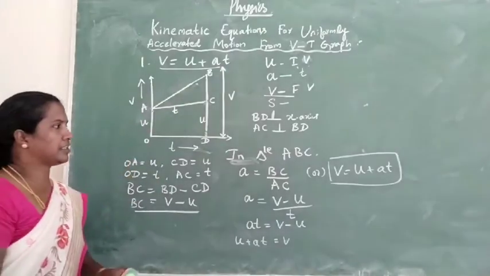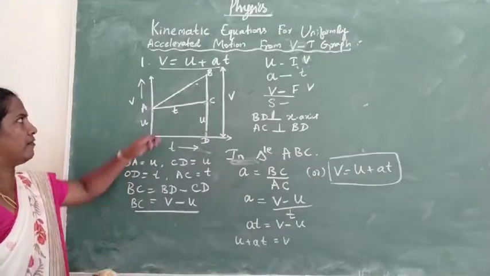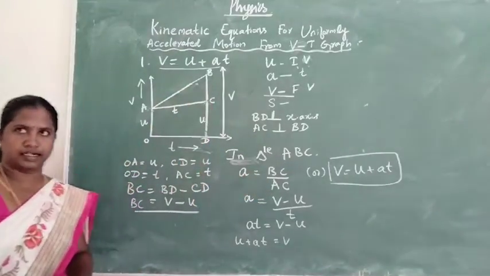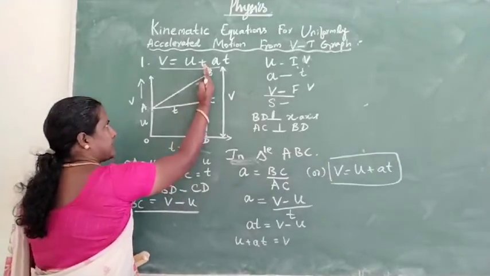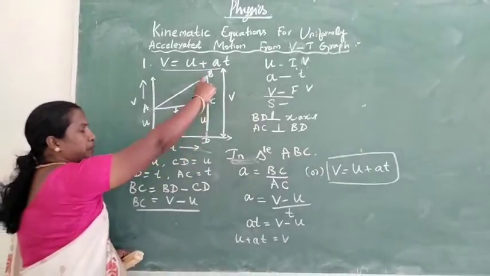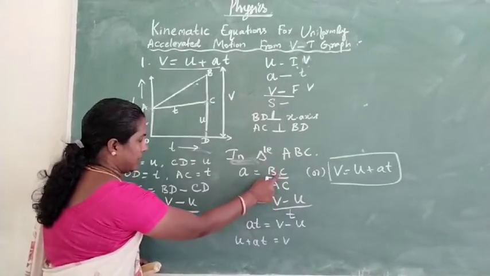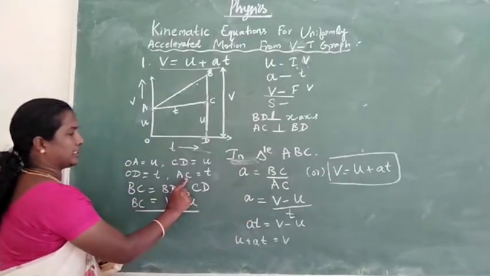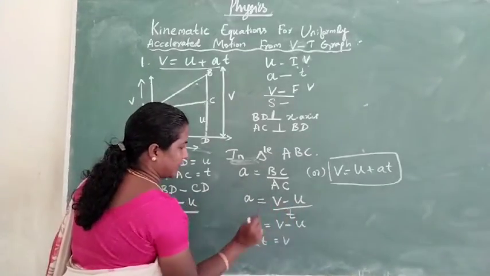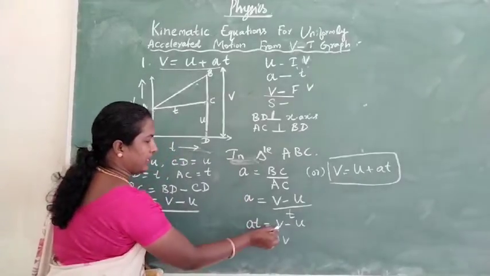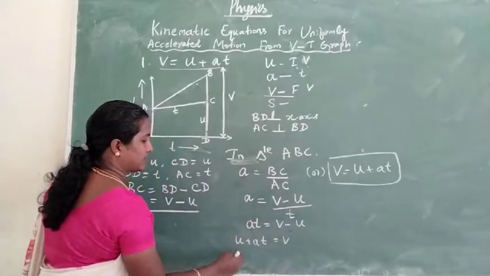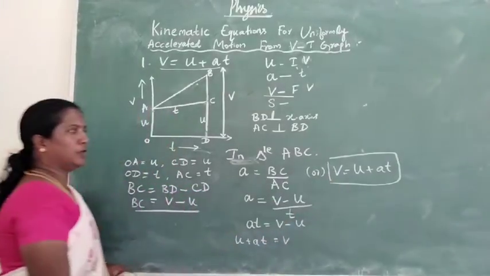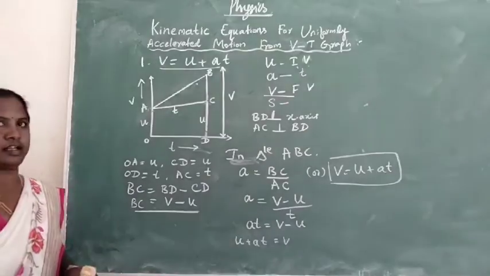By using the acceleration graph, that means the slope under the graph represents the acceleration. Therefore acceleration A can be measured by taking y-axis to the x-axis. Here y-axis is BC, x-axis is AC. So BC value we have written as V minus U, and AC we know is time, so V minus U by T. Then you cross multiply, AT equals V minus U. If you take this minus to the left side, it becomes positive. U plus AT equal to V, or V is equal to U plus AT. So this is the first equation of motion.